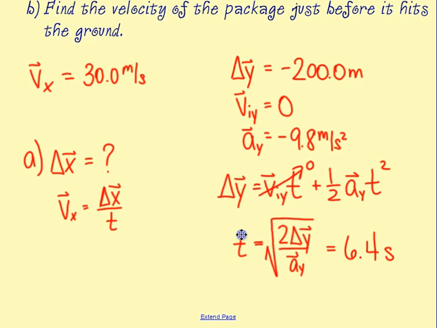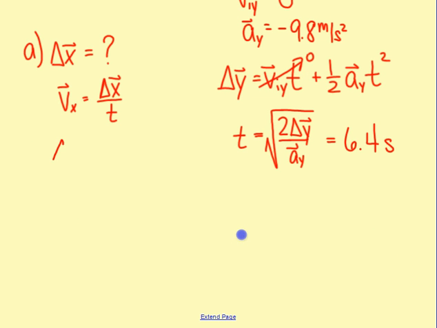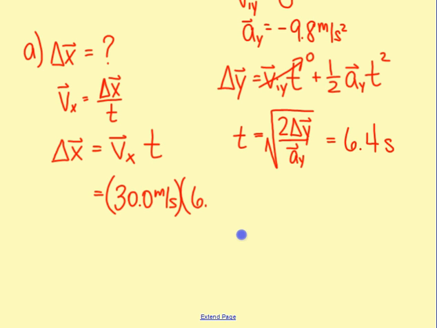I'll plug that time into the equation over here, but I'm first going to solve for delta x. Delta x is equal to Vx times time. My velocity was 30 meters per second, and my time is 6.4 seconds. That gives me a delta x of 192 meters. Pretty reasonable when we're talking about something dropping 200 meters.